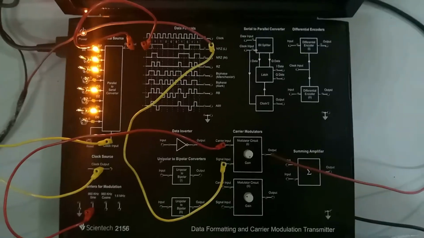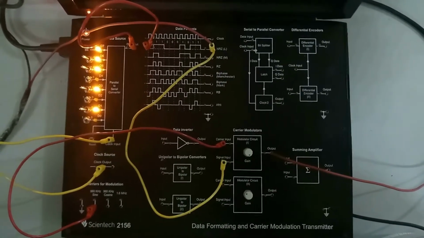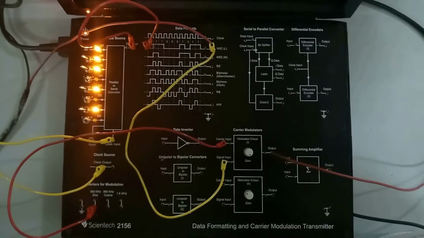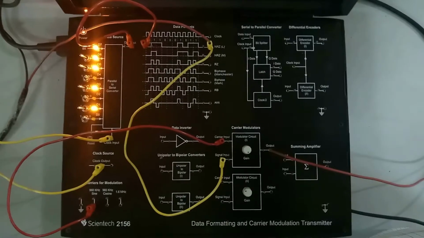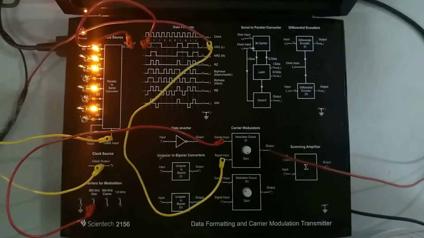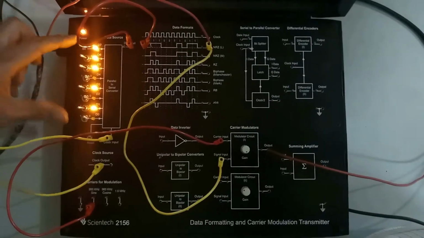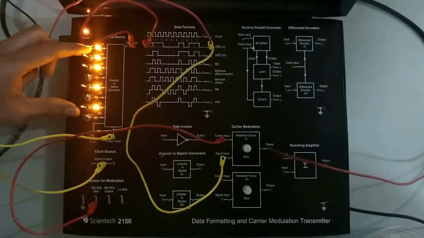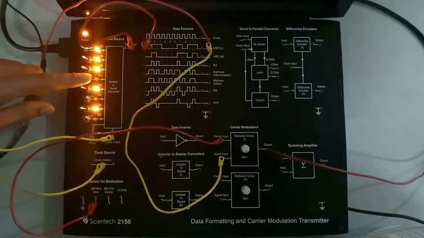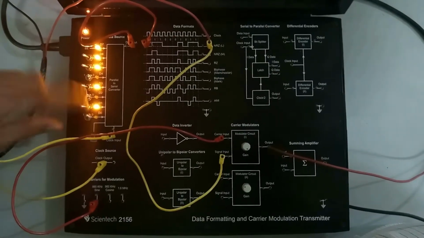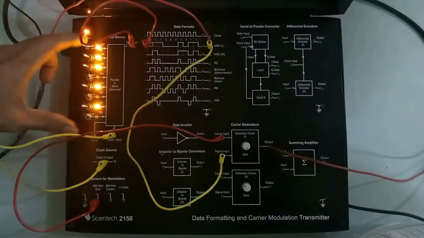ASK, amplitude shift keying. You know that if we want to transmit data wirelessly, then we require some type of digital modulation technique, because here the data is digital. In this experiment we require two inputs. One is digital data. This data source is generated through a specific pattern. Here the pattern is 1 1 1 0 1 0 1 and 0. You can change the particular data in the kit accordingly.